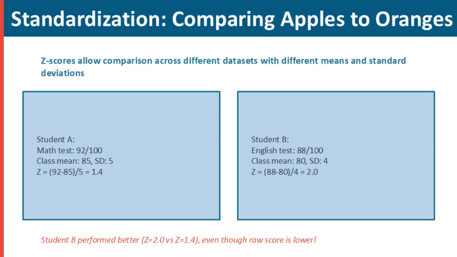Why? Because student B was 2 standard deviations above their class mean, while student A was only 1.4 standard deviations above theirs. In student A's class, 85 is pretty good. In student B's class, 80 is not competitive. So standing 2 standard deviations above in an easier class is better than standing 1.4 sigma above in a harder class, right? This is nothing but standardization. Z-scores let you compare apples to apples when the contexts are completely different.